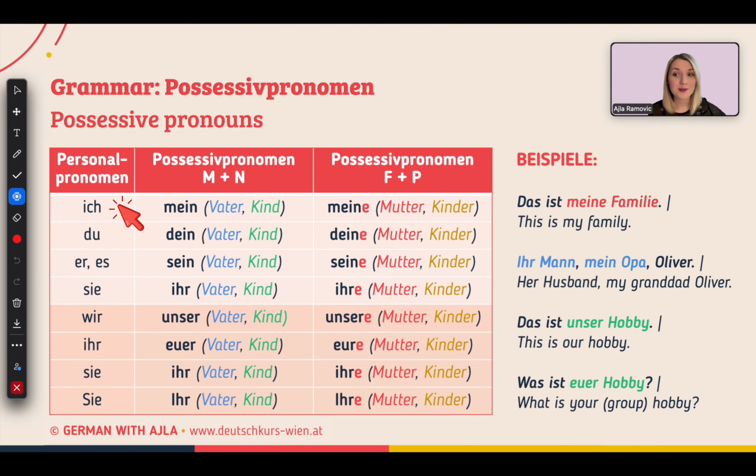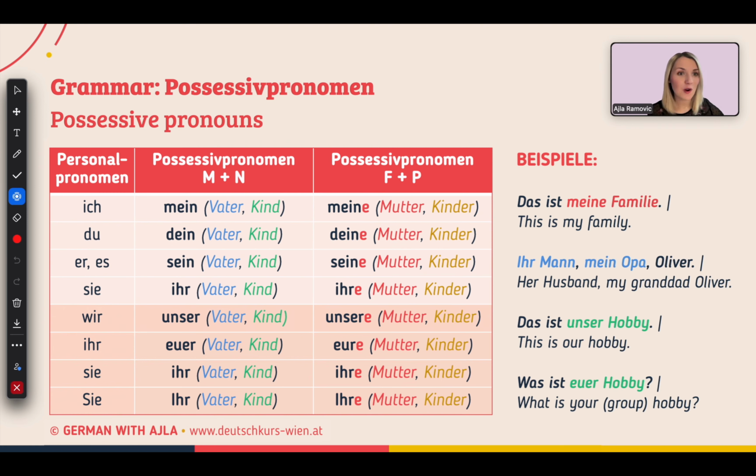The first person singular is ich, which means I. The second person singular is du, which means you. Third person singular, er, es, sie, he, it, she. And these are the personal pronouns in singular.